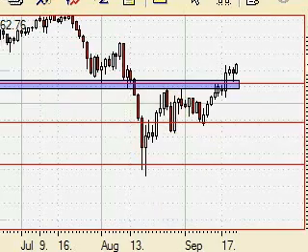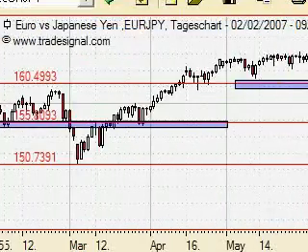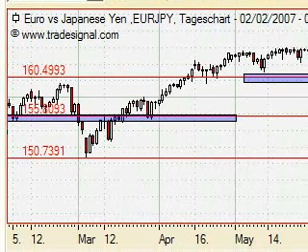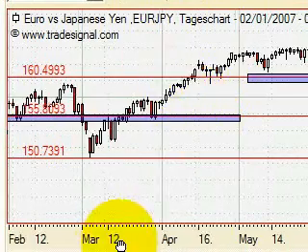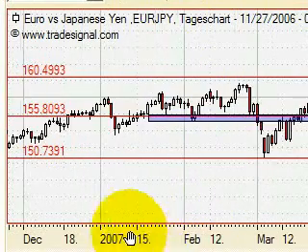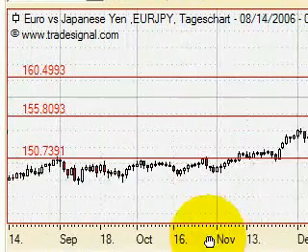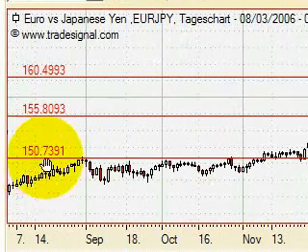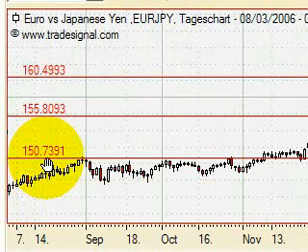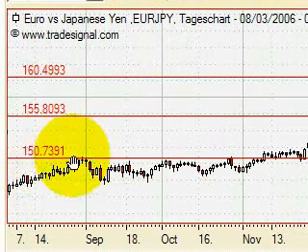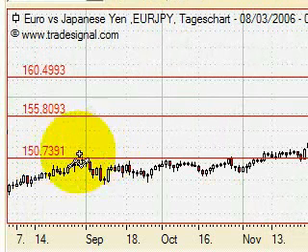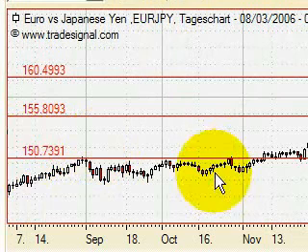Well, I pulled up a daily chart of the Euro-Japanese yen here, and I'll show you some examples. A pretty good example is this line here. I put it at 74 pips. Now, this is a resistance line.